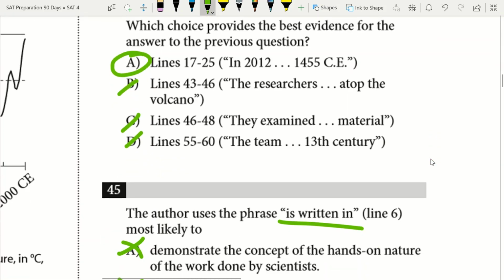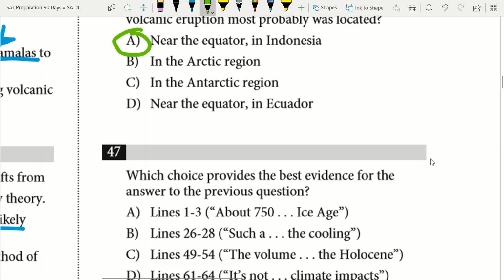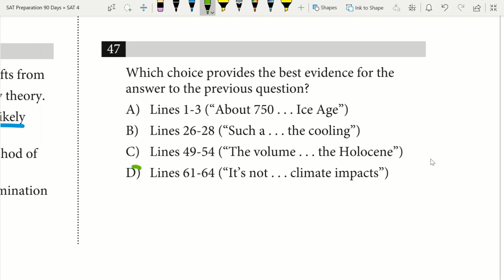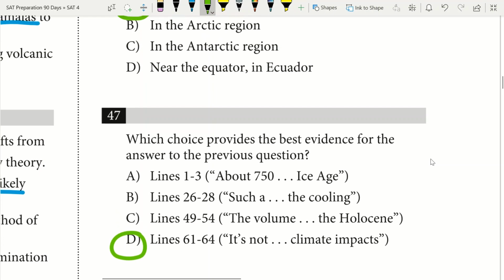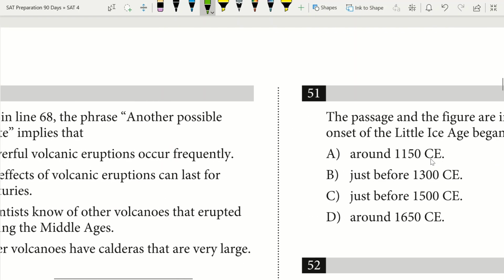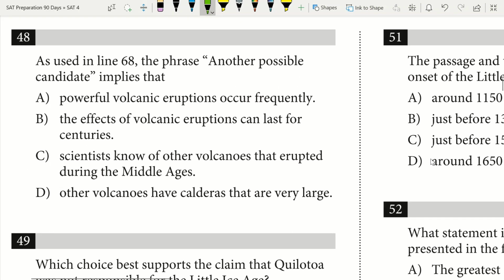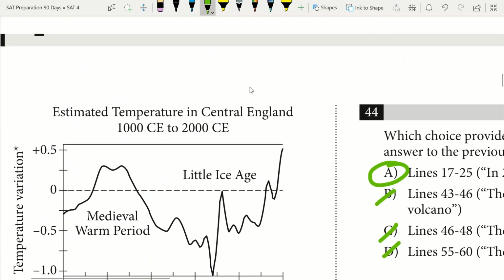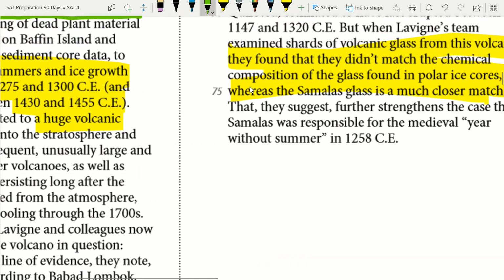Okay, so I'm going to find evidence, see if that's an option. I see that that is a choice, so my answer there would be D because that would be showing that it happened near the equator in Indonesia. That one right there is pretty explicit. All right, now we have, as used in line 68, the phrase "another possible candidate" implies what? Well, let's go take a look at line 68, find some context.